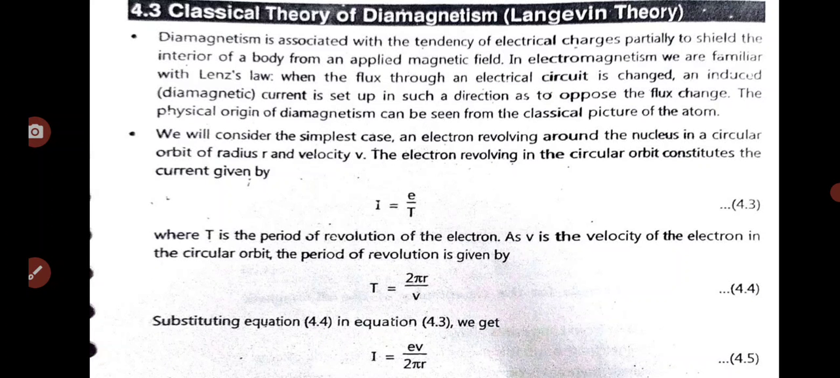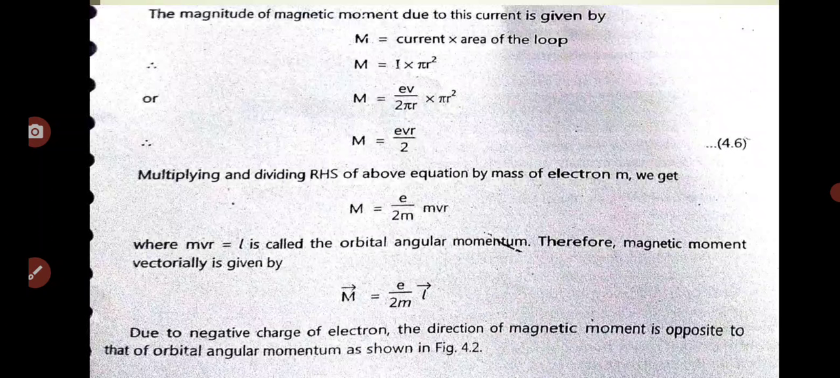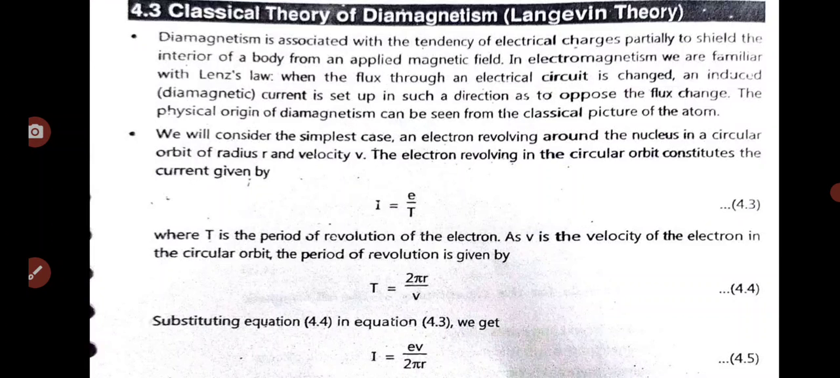So we obtain T is equal to 2 pi r divided by v, and we substitute this in I is equal to e upon T. Substituting the value of T, that is 2 pi r upon v, in the denominator, we obtain I is equal to ev upon 2 pi r. Now if we calculate the magnitude of the magnetic moment due to the current, the magnetic moment is equal to current into area of the loop, and we have already calculated the current as ev upon 2 pi r.